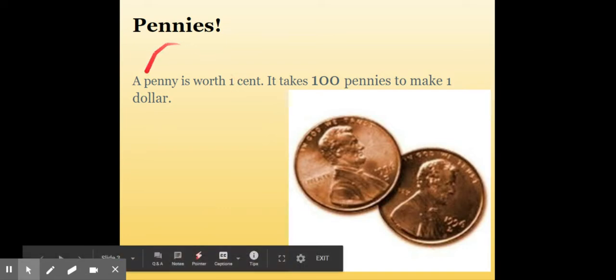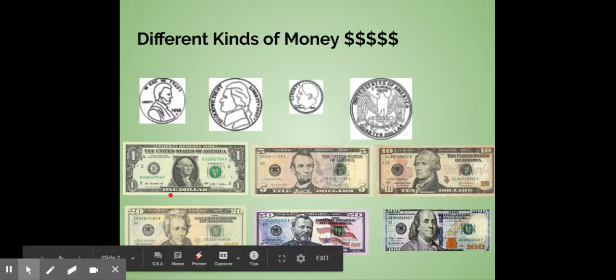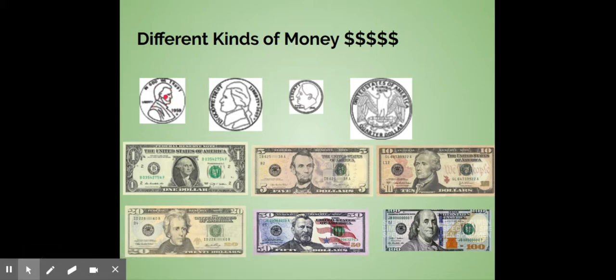But first off is a penny. Pennies, you probably will find them on the ground. They're brown, bronze, I guess that would be the color that you would call it. It's worth 1 cent. And it takes 100 of these to make one measly little dollar right here. So you can see these aren't worth a lot of money, but these little pennies right here, it takes 100 of these to make one whole dollar.